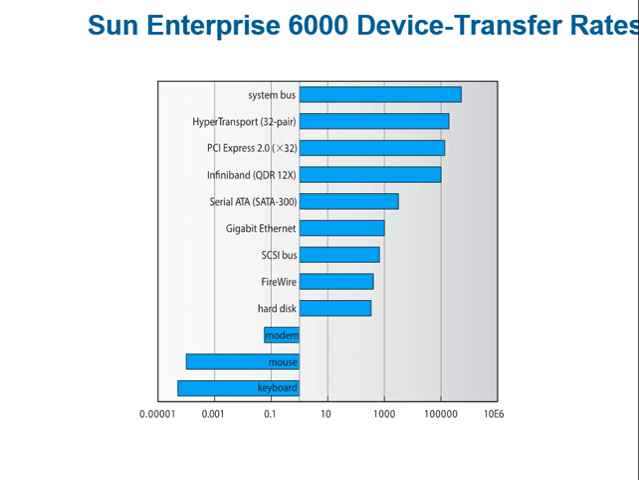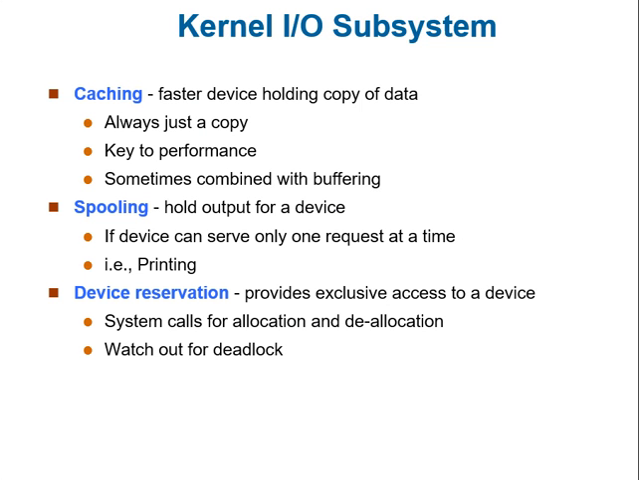Another capability of the kernel subsystem is caching. Caching is a faster device holding a copy of data. It looks like our hard disk also has its cache. Okay. Always just a copy, that means not for permanent storage. Only for a copy. The keyword is performance here. We need the best performance.